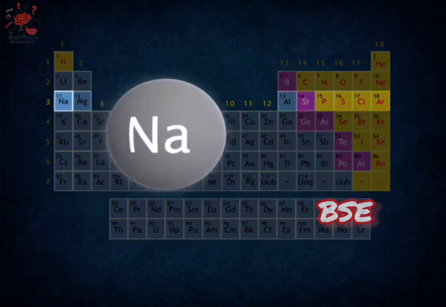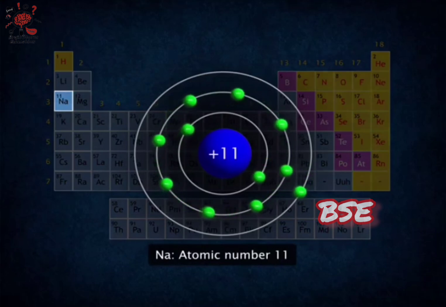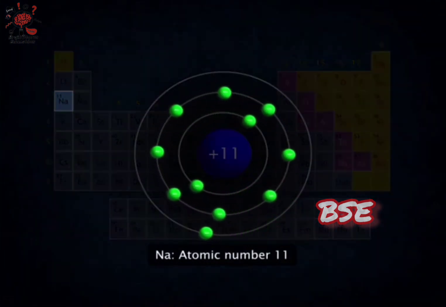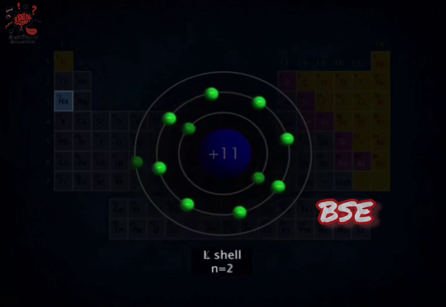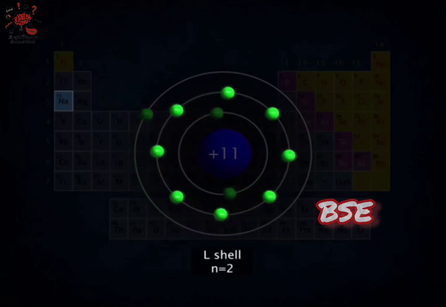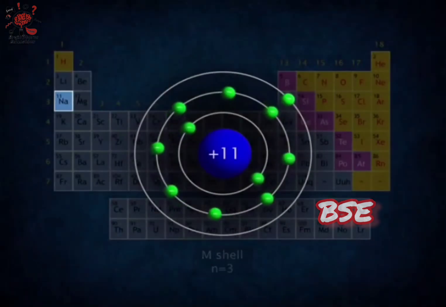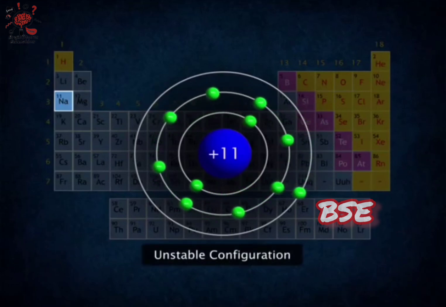Let us take the example of sodium. The sodium atom has 11 protons and 11 electrons. There are 2 electrons in K shell. There are 8 electrons in the L shell. The last electron is in the M shell. This is an unstable electronic configuration.